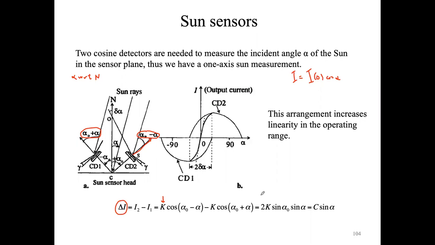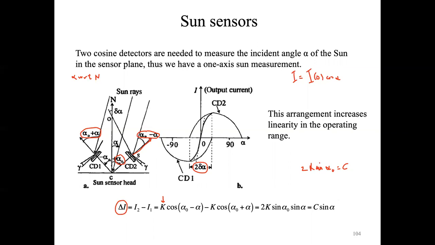to be 2K, twice the intensity, the current that you have at maximum, times sine alpha 0 times sine alpha. Since alpha 0 is a configuration given by the instrument, a known parameter, you can write that 2K sine of alpha 0 is equal to this constant. So you have a sinusoidal trend, but only in this range of angles between minus delta alpha and delta alpha.